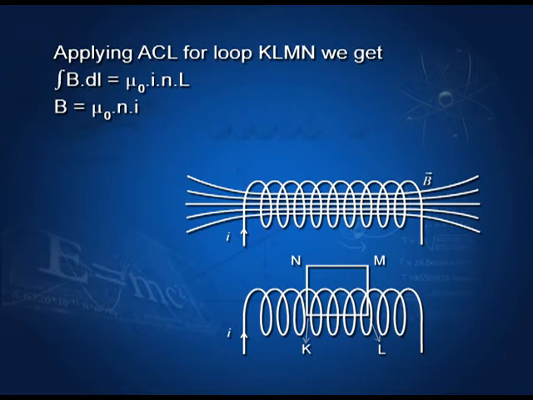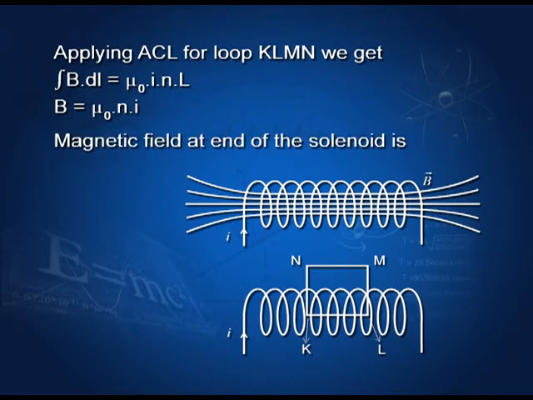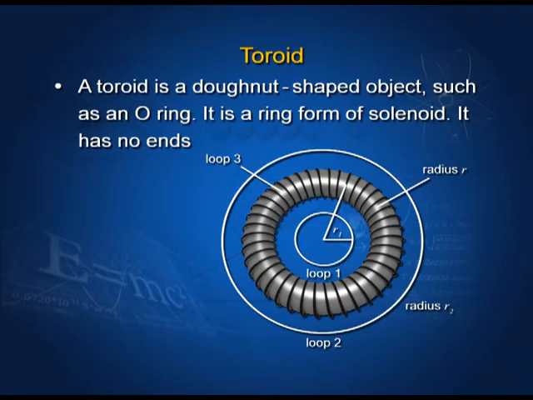If we have to calculate the magnetic field at the end of the solenoid, then we observe that the magnetic field close to the end of the solenoid is half of the total magnetic field. That means the magnetic field at the end will be equal to mu naught n I divided by 2. Toroid. A toroid is a doughnut-shaped object such as an O-ring. It is a ring form of solenoid.